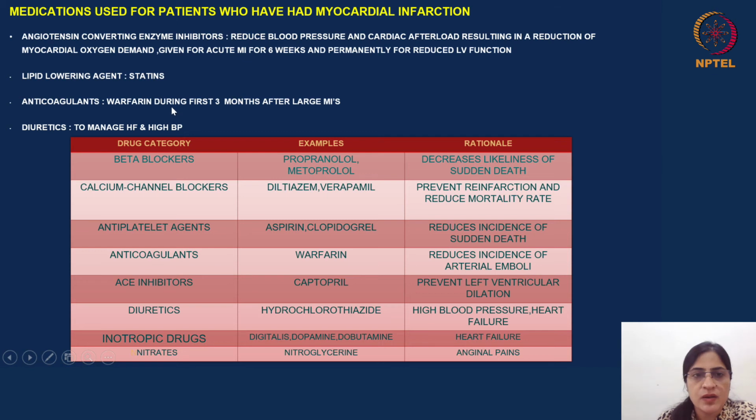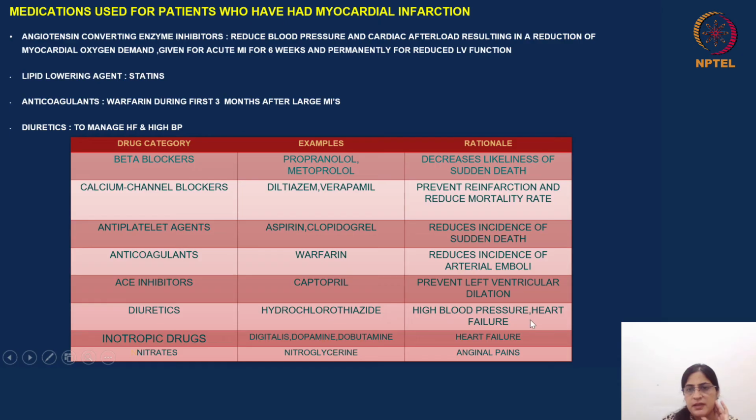They will be on anticoagulants at least for the first 3 months after large myocardial infarctions, and the most common anticoagulant we all know is warfarin. These patients can be on diuretics also, like thiazides. So this will be helpful to manage heart failure and high blood pressure. So these all are the categories of drugs which a patient of myocardial infarction might be put on.